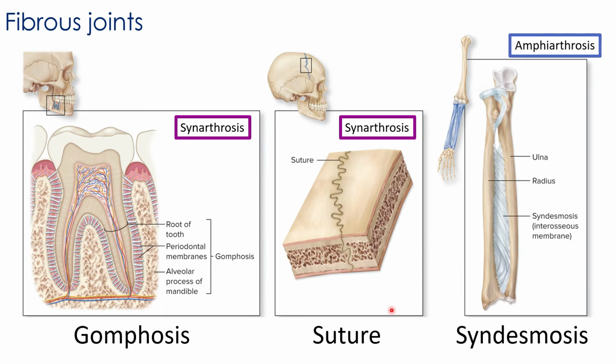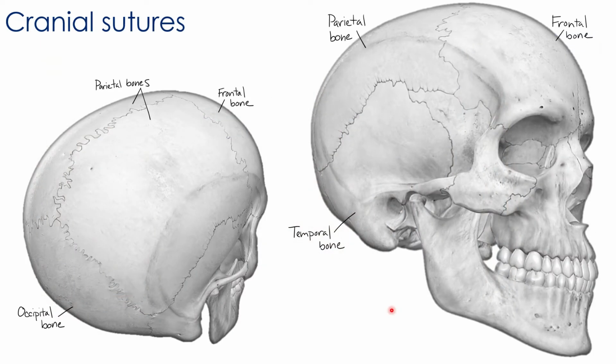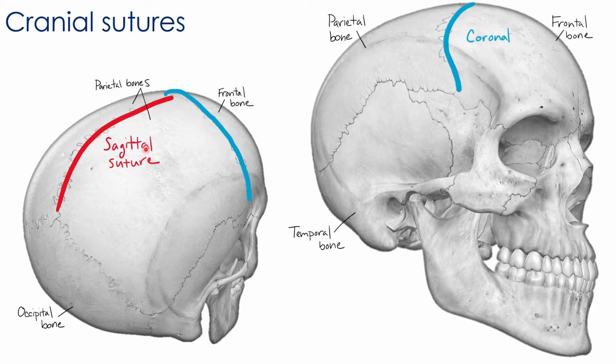So let's take a few minutes to go over the cranial sutures that you're responsible for in this class. The sagittal suture is the articulation between the left and the right parietal bones, and you'll notice that that is in the sagittal plane of the body, hence its name. The coronal suture is the articulation between both of the parietal bones and the frontal bones, and you'll notice that that one is in the coronal plane of the body.